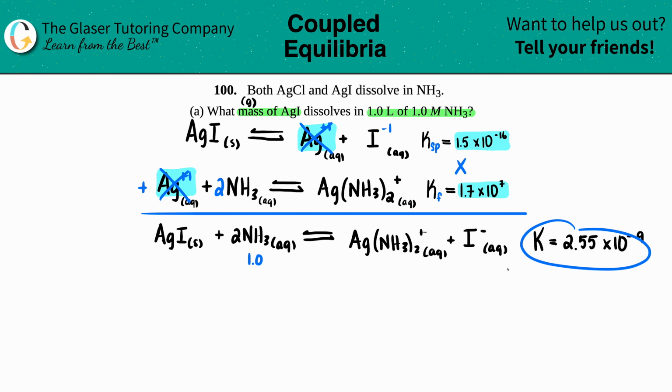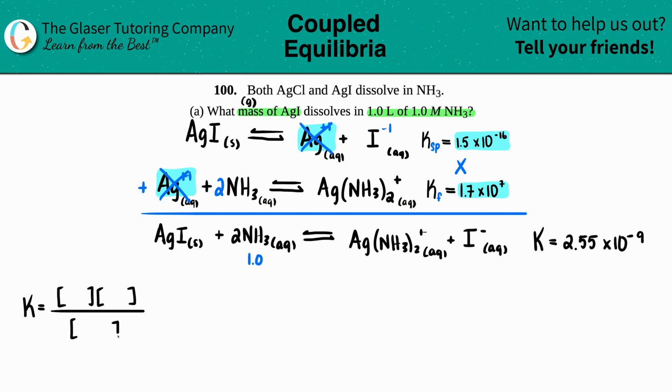And remember, we have a new K value, so that means that we should have a new K expression. And for any K value, remember, it's always products divided by reactants. Keep in mind that the solid, even though we're looking for that, does not go in your K expression. So in this case, we have K equals concentration of products divided by reactants.